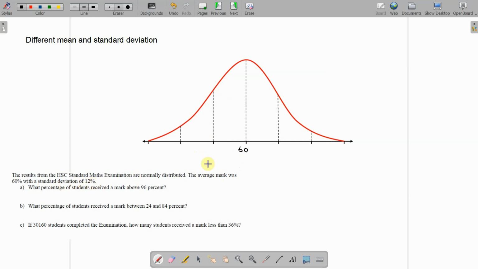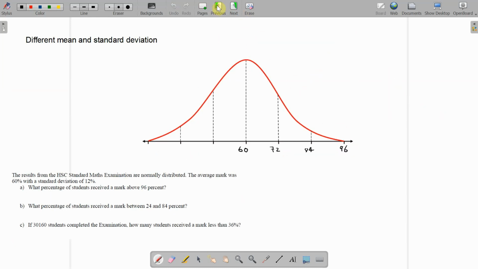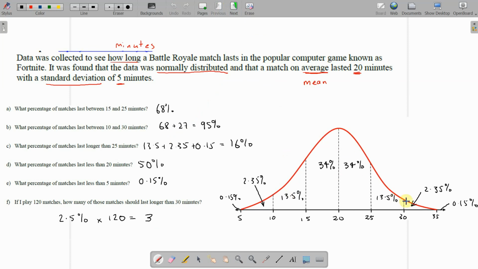So not dealing with minutes this time, we're dealing with marks. From this one to this first division, one standard deviation is 12 more than that. We go to 72, and then the next one is 84, and finally up to 96. Remember that in each division, it's the same percents each time.